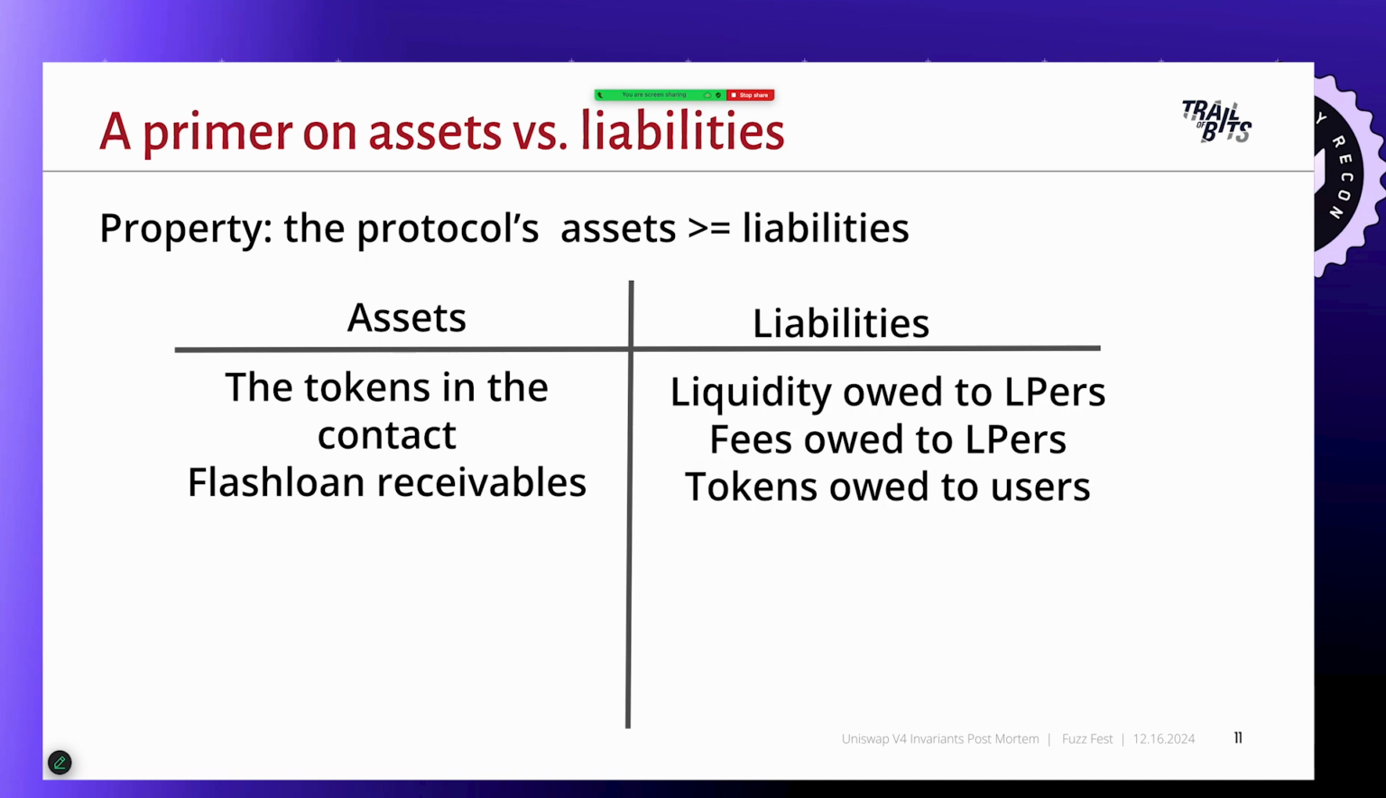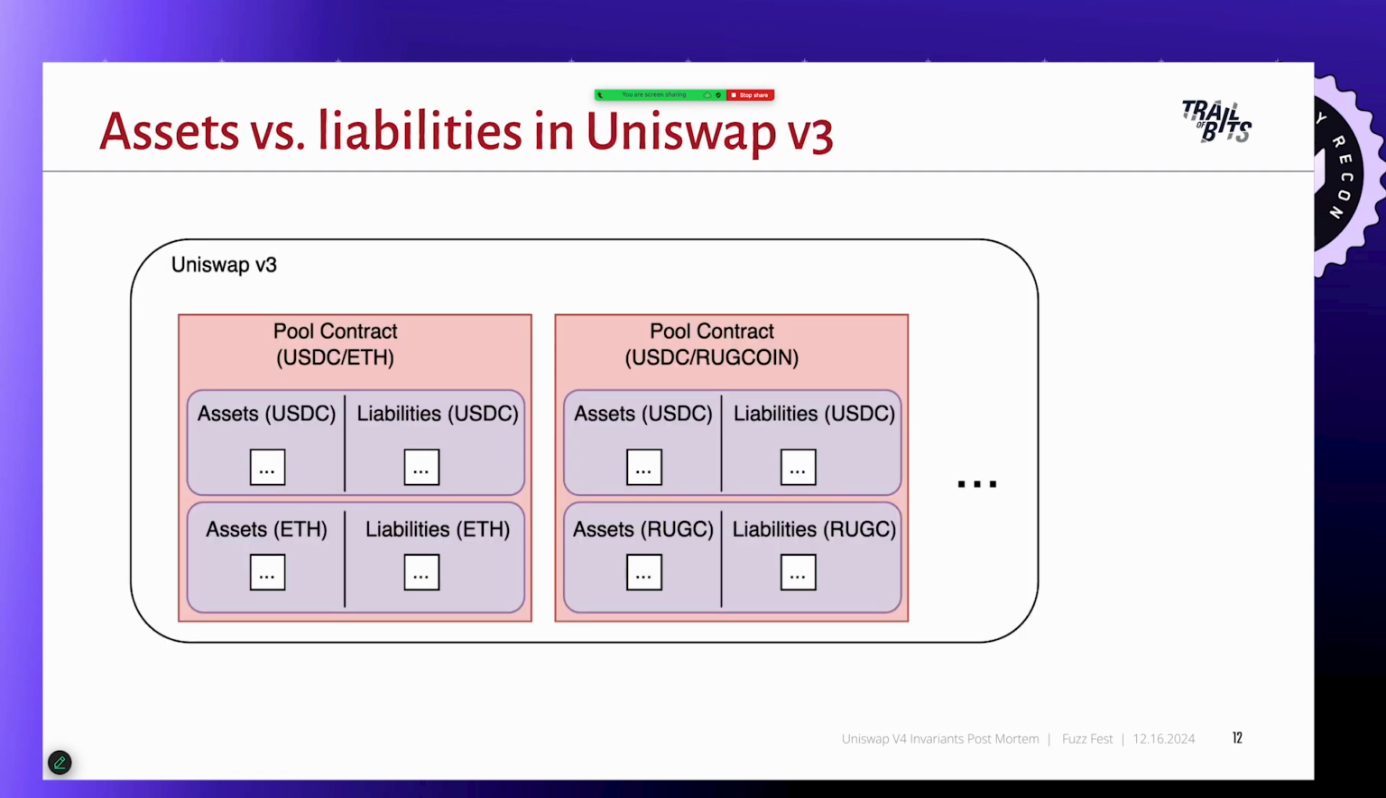And then on the liability side, you have everything that the protocol owes to people. So if it's an AMM, it's going to be owing some amount of liquidity to LPers. It's going to owe some amount of fees to LPers. If there's some kind of staking mechanism, it's going to owe some amount of tokens to users. And the goal here is to model and keep track of all of these assets and liabilities and verify that the assets are always greater. So what does this look like?